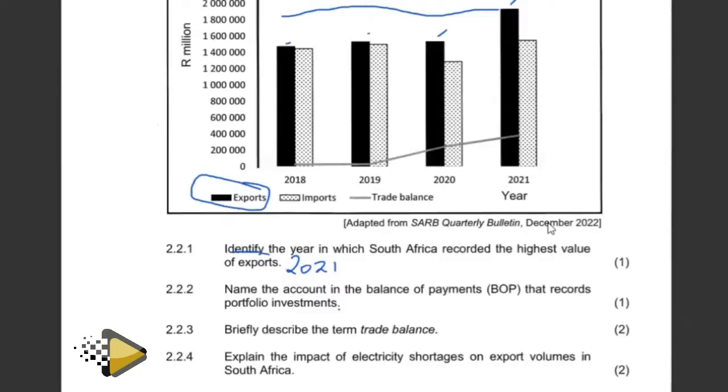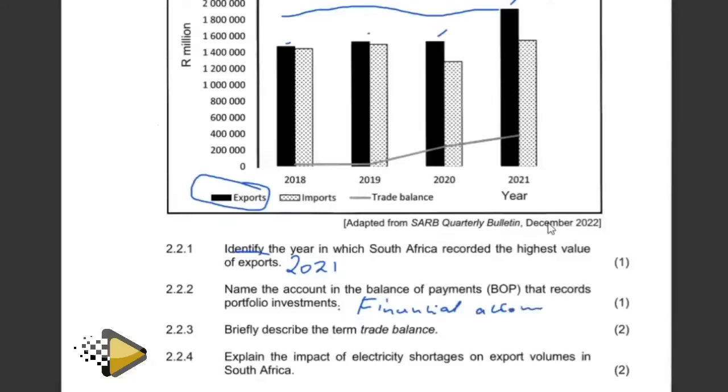It can actually say identify when there's no answer given. Okay, right. So now moving on to the next question, we have 2.2.2, and 2.2.2 reads as follows. Name the account in the balance of payments that records portfolio investment. If you still remember grade 12, the only account in which we can record the portfolio investment is the financial account of the balance of payments.